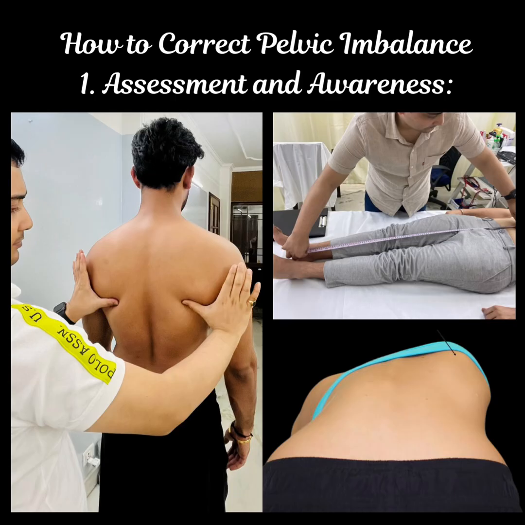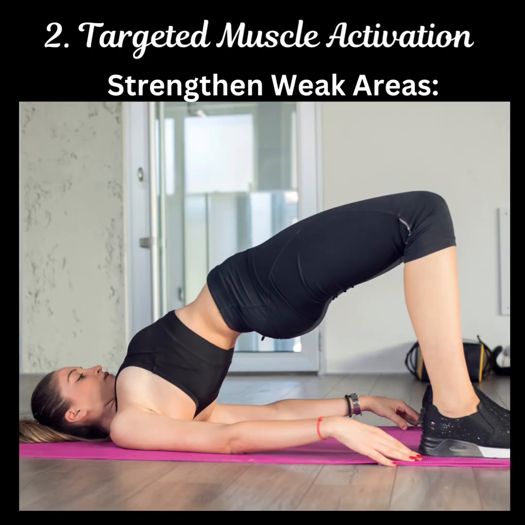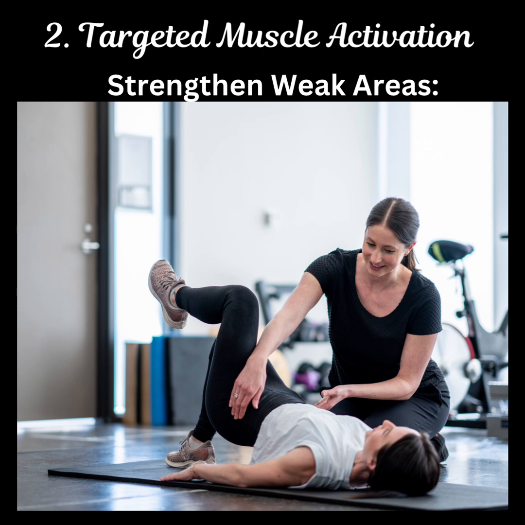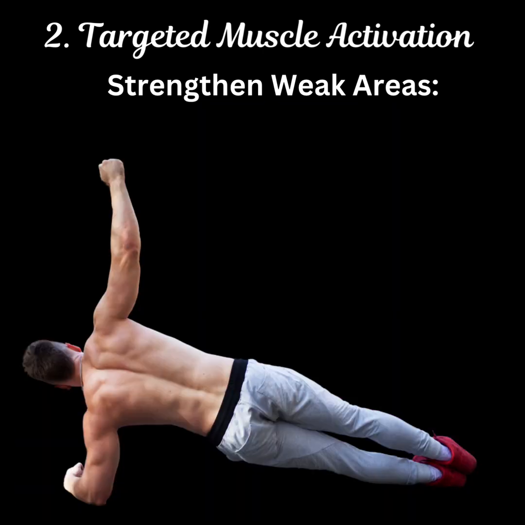How to correct pelvic imbalance. 1. Assessment and awareness. Identify muscular imbalances using simple mobility and strength tests. Observe postural patterns such as leg length discrepancies or hip hikes. 2. Targeted muscle activation. Strengthen weak areas: glute bridges, clamshells, and lateral band walks to activate gluteal muscles. Dead bugs and planks to engage the core.